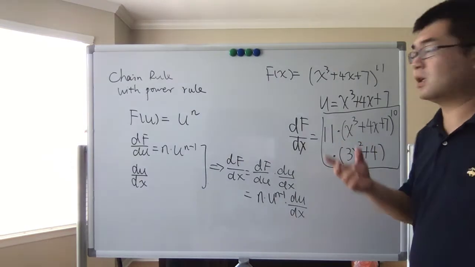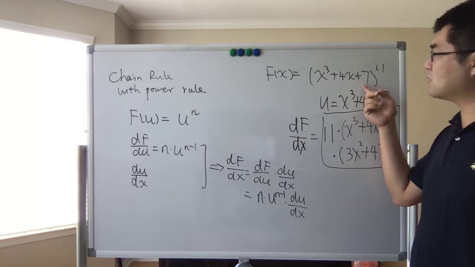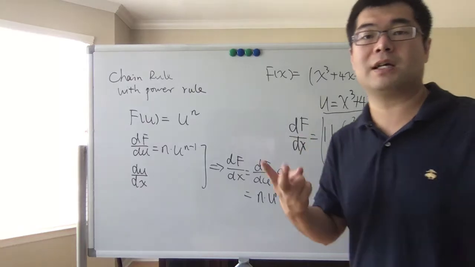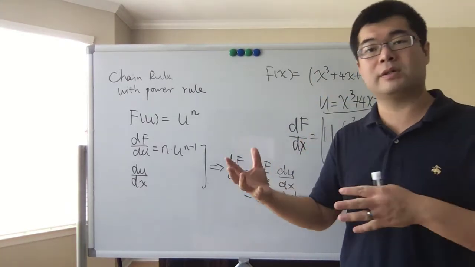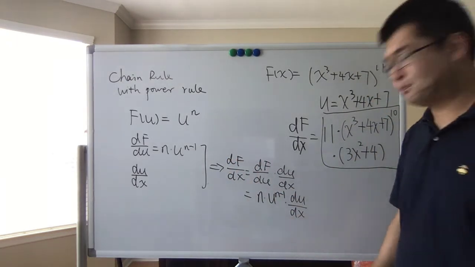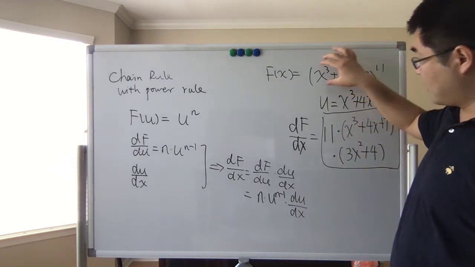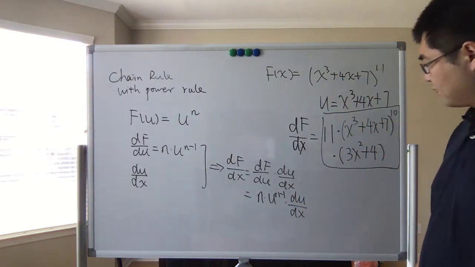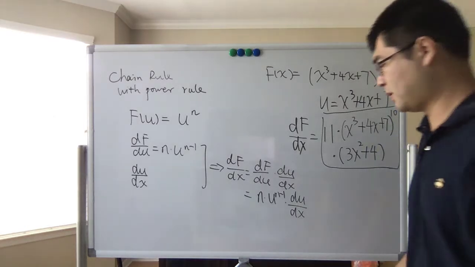You can always replace this part with u. It's going to become u to the power 11, and then repeat what we introduced in the second part. But as you can see, this overall is in a raised to a power format, so you might want to understand this, and then we actually can use this result to write the derivative very easily. Okay, so this is chain rule with power.